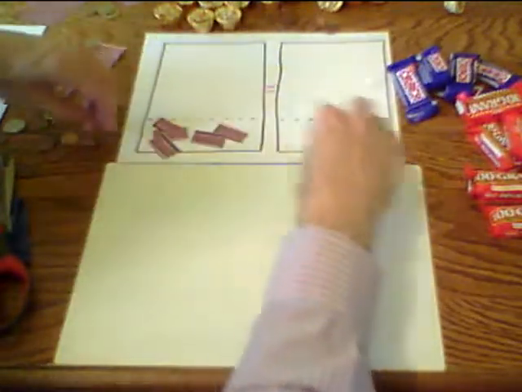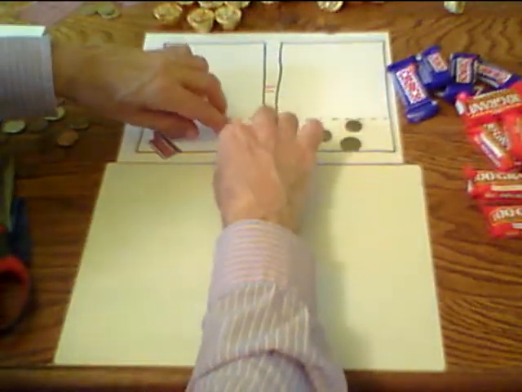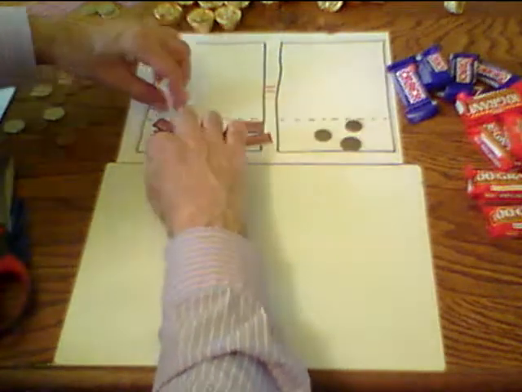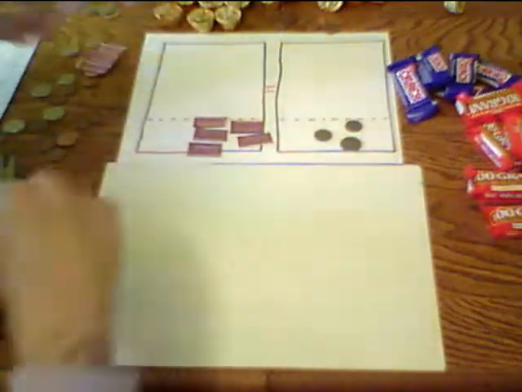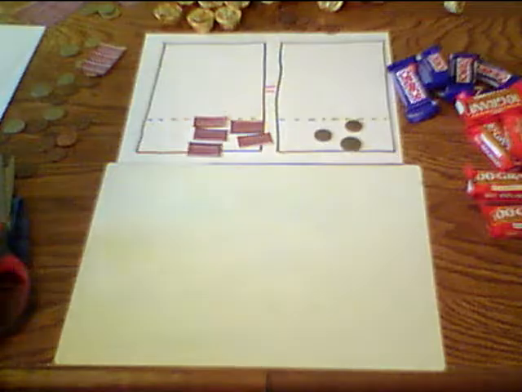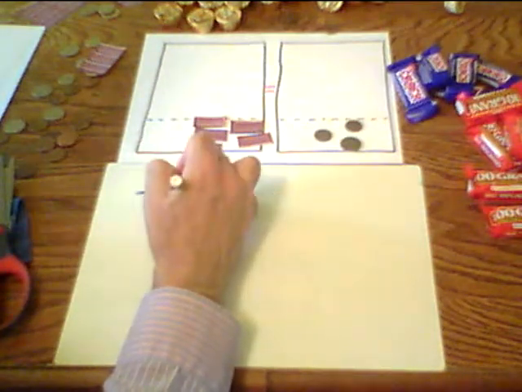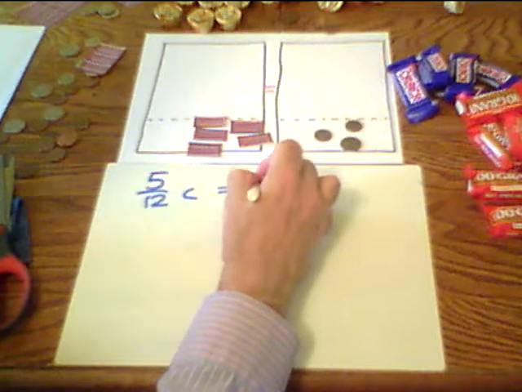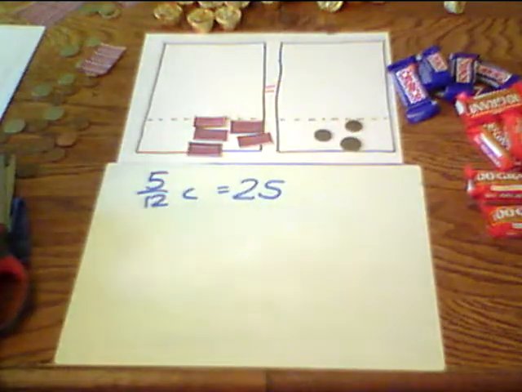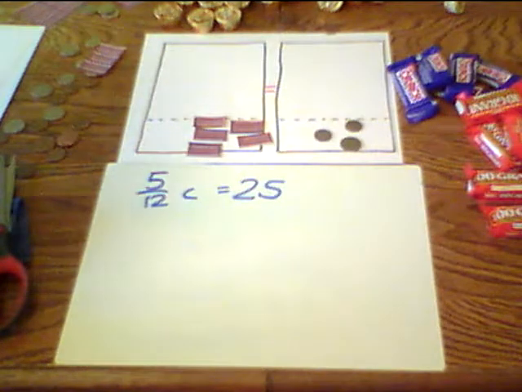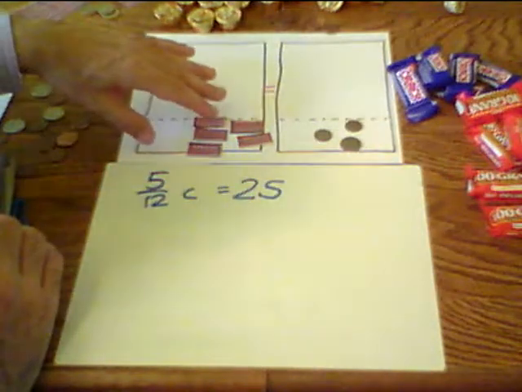Okay, and I'd say, well, what's the whole candy bar worth? All right, this is going to be difficult. 5/12 is worth 25. We know how to write that, of course. Okay, so what is that worth? Well, the idea is, and again, they should be the ones solving this. It may take several minutes, maybe 10 minutes for them to figure out.